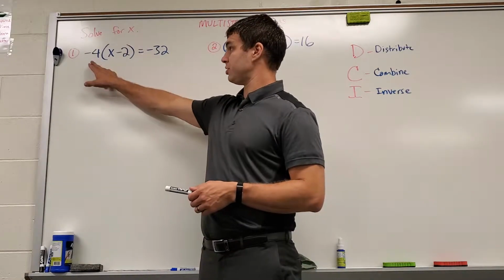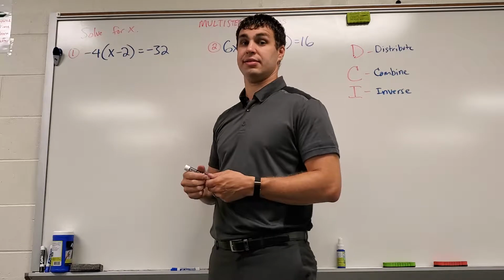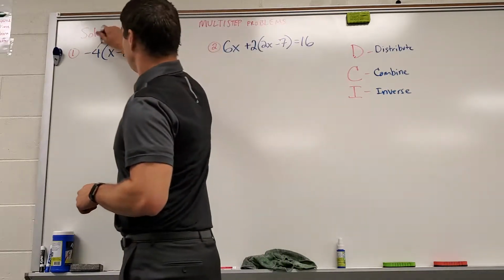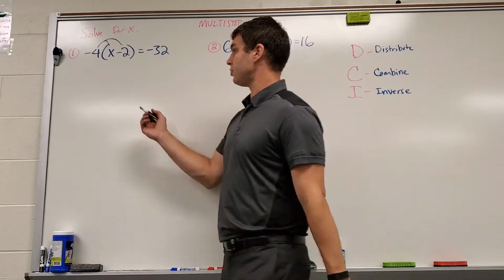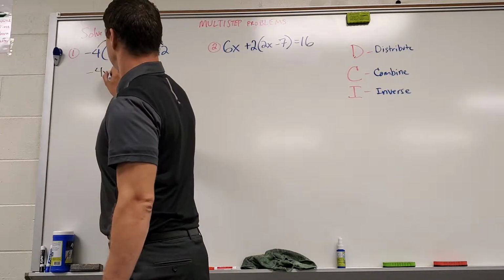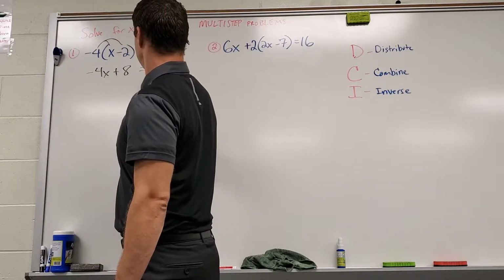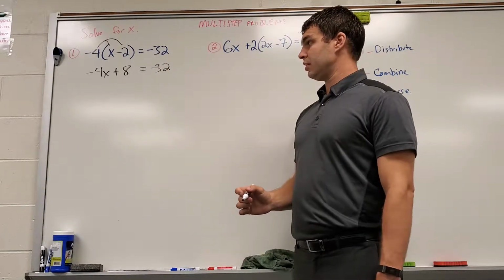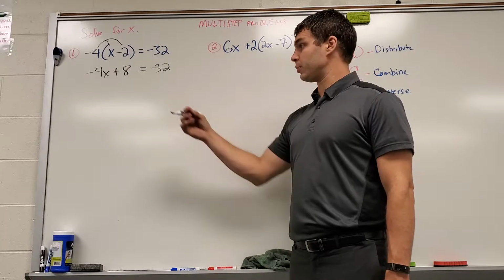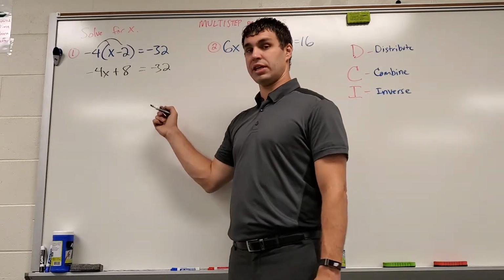I'm going to distribute what's right outside of the parentheses, in this case, -4. If I distribute -4 into the parentheses, I'm going to have -4x plus 8. And that's going to equal the other side, -32. Then it just turns into a two-step problem where I'm going to have to move the 8 over using inverse operations.